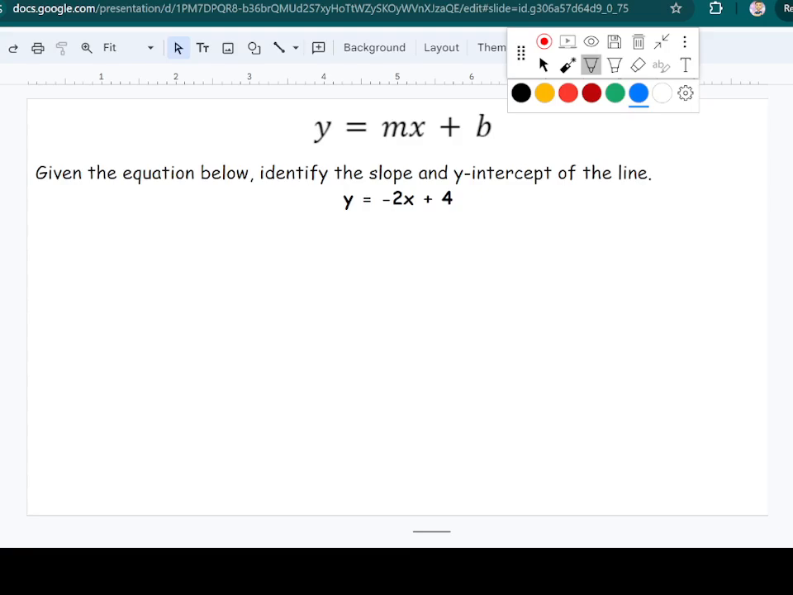Hello, friends. Today we are focused on the slope-intercept form of the linear equation. Slope-intercept is the one people tend to be familiar with. That's our y equals mx plus b. Even if you don't remember the name, you tend to remember those letters.